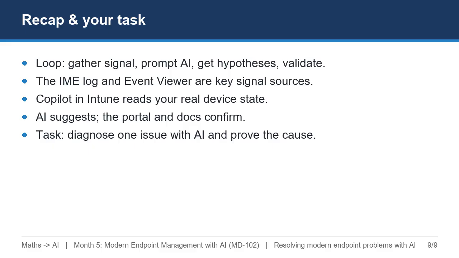Your task, pick a real or simulated issue, collect the error code and a log excerpt, prompt for ranked hypotheses, then prove the top one in the portal or on Microsoft Learn. Write down which was right and how you confirmed it. Next lesson, we make AI write our PowerShell.